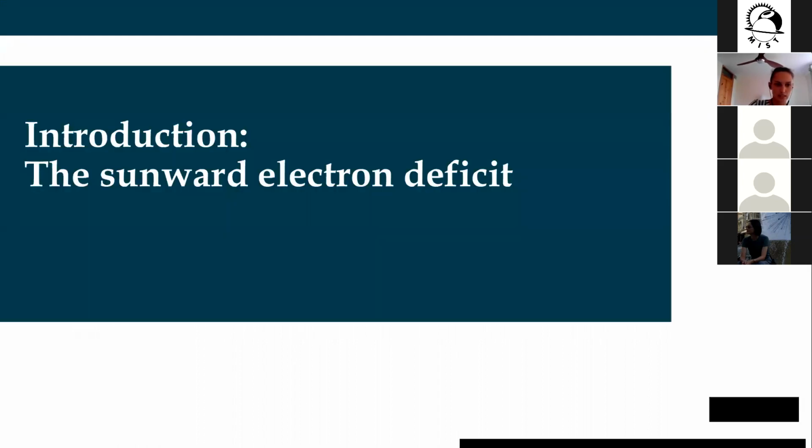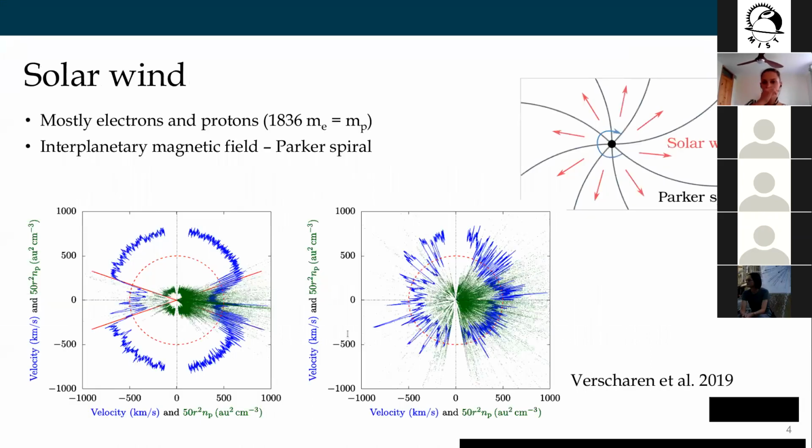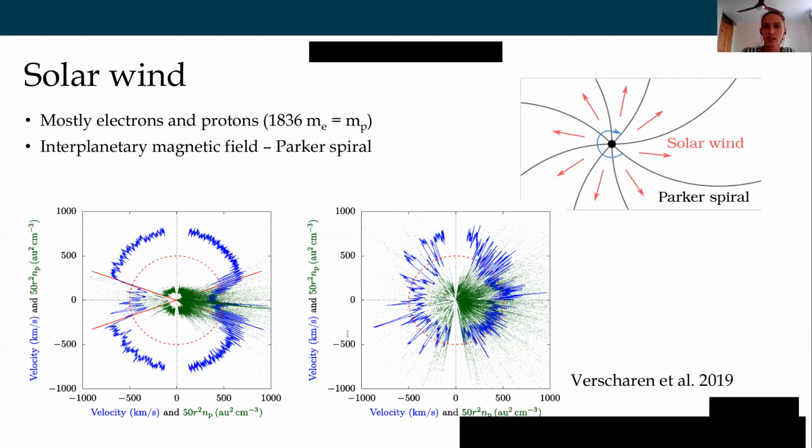So let's start with a short overview of the solar wind. As you all know, the solar wind is a weakly collisional plasma which is escaping the solar corona. It consists mostly of electrons and protons. As it expands into the heliosphere, it pulls with it the magnetic field from the sun. And since the sun is turning, we get this Parker spiral shaped field in the heliosphere.